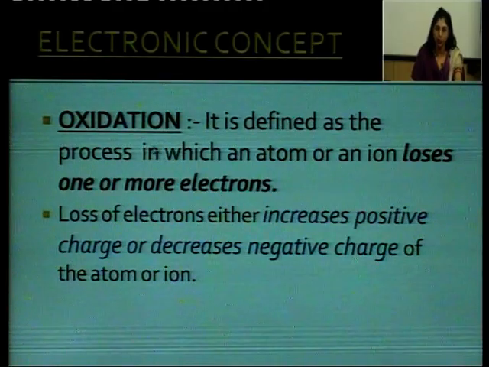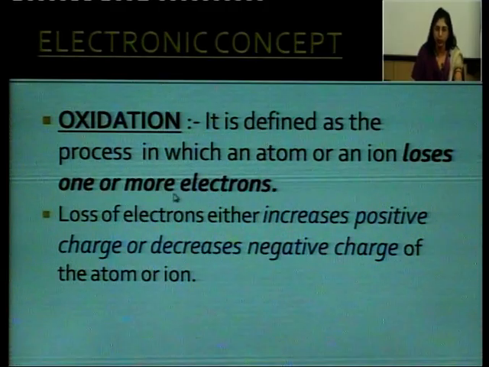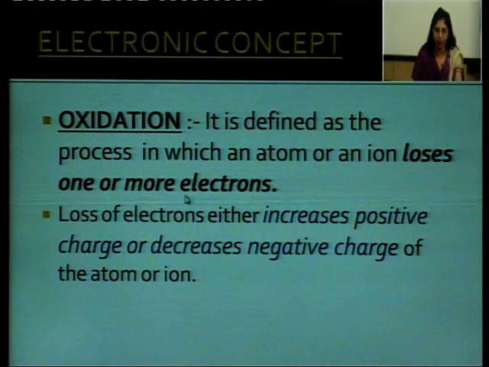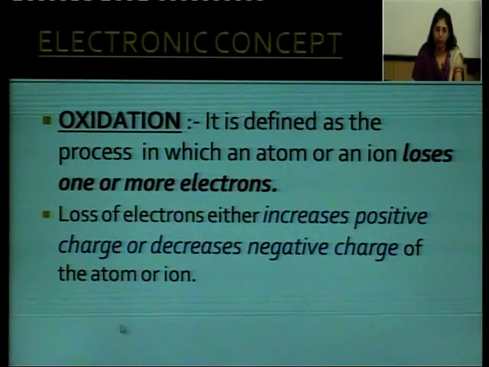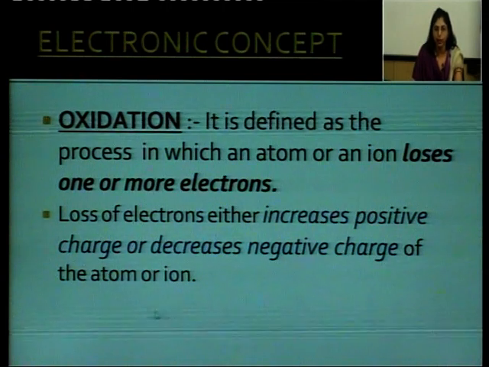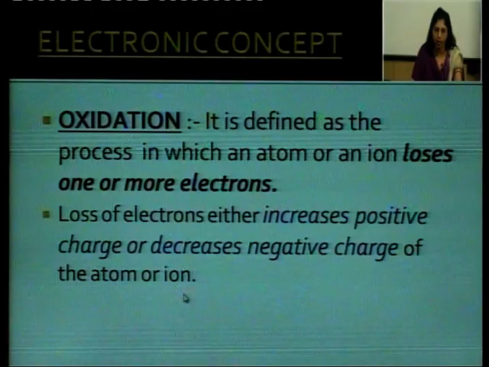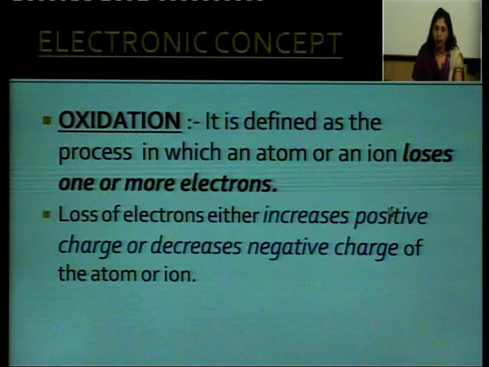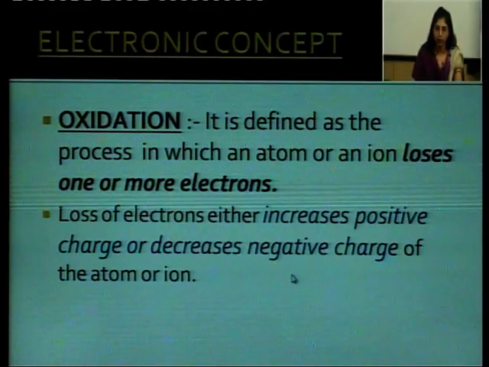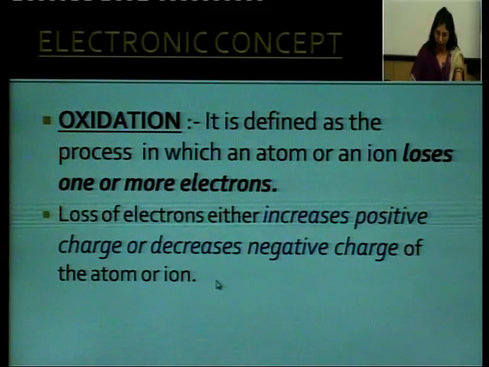That means, it is that process in which loss of electrons is taking place. Any substance, when it loses electrons, is said to have gone under oxidation. After the loss of electrons, that is oxidation, either the positive charge increases or the negative charge decreases on the atom or ion which is undergoing oxidation. That means, after oxidation, positive charge increases or negative charge decreases.